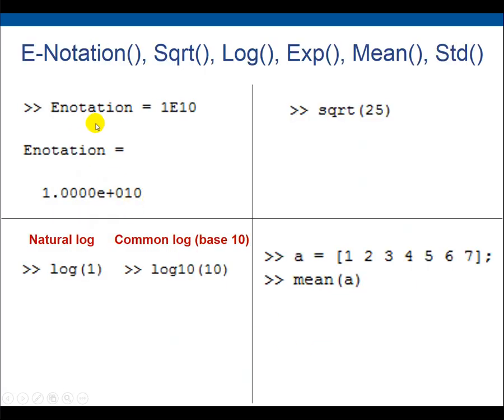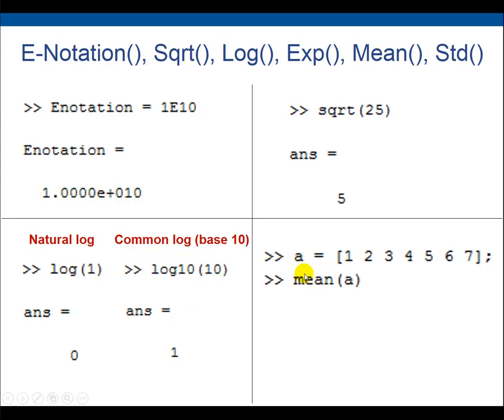Also, MATLAB can handle the E notation. Let's put the variable name E notations equals 1E10, which means 1 times 10 to the 10th power, right? Square root of 25, the answer is 5. The log of 1 is the natural log, so I think the answer is 0, right? And the common log is base 10. In this case, the answer is 1.